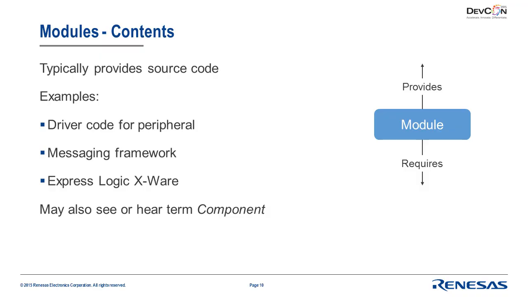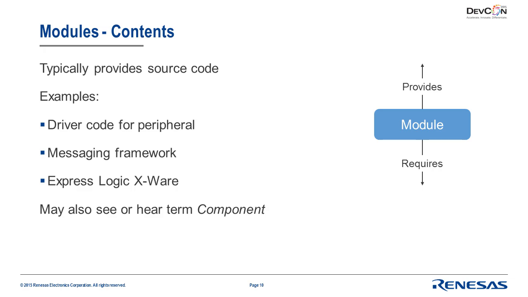So what are the contents of a module? What actually makes one up? Well, right now it's typically source code. And when I say source code, I mean source code with an API around it that you use to interact with it. We can provide anything we want to in a module, but today that's what they all are. They all provide source. And examples include driver code for peripherals. We're talking about code that actually touches the hardware registers and sets up the peripherals in a certain way that you need them to.